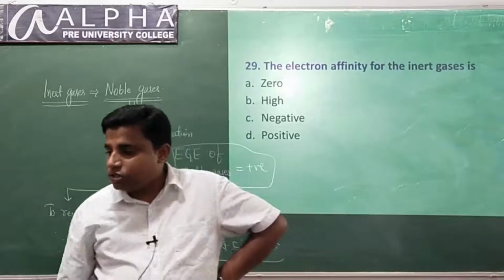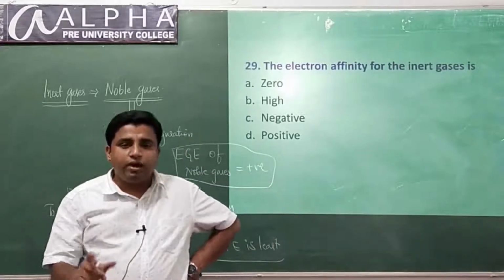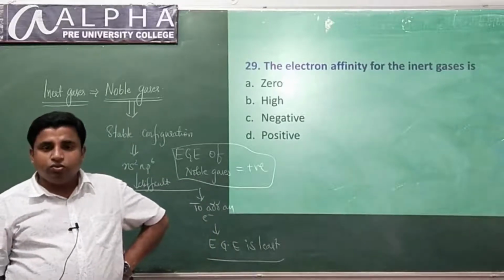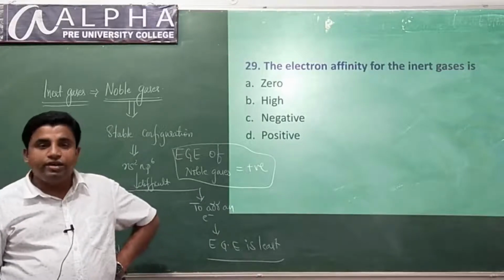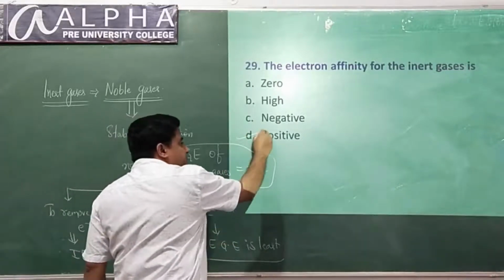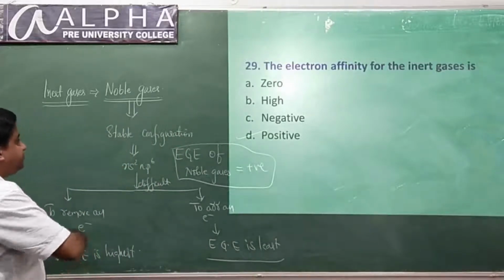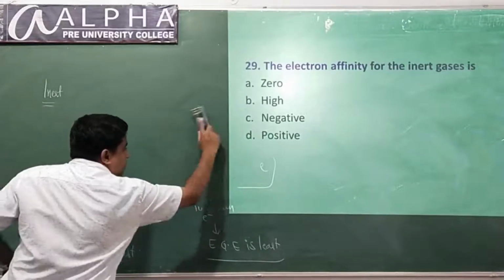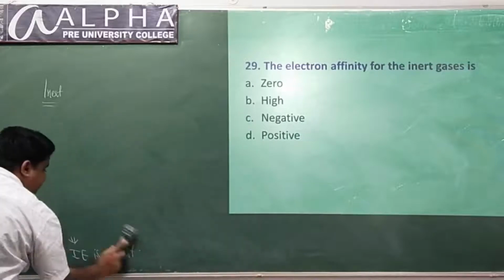So answer this question. The electron affinity, nothing but electron gain enthalpy, one and the same. The electron affinity for the inert gases, is it 0 or is it high, negative or positive? Electron affinity for the inert gases is always positive. Understood? Yes. Okay. Next question.